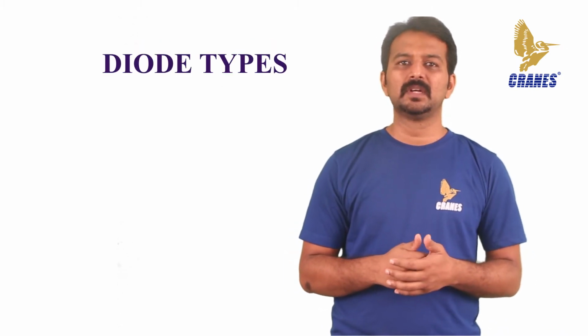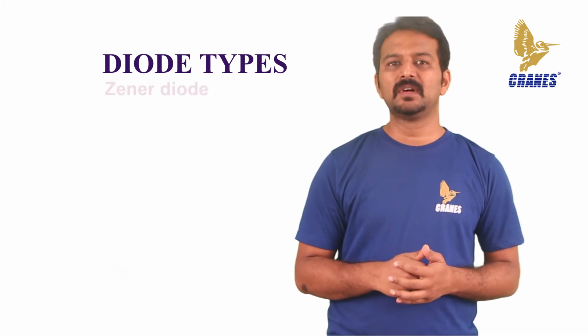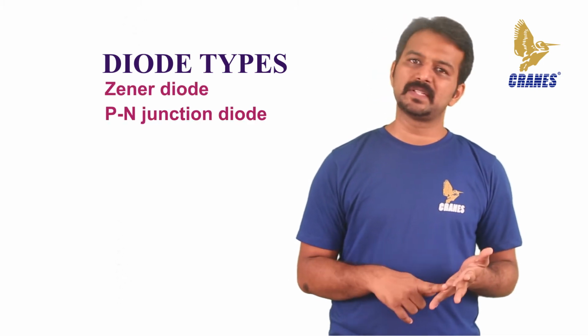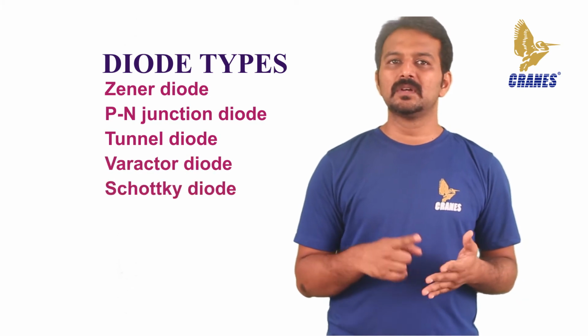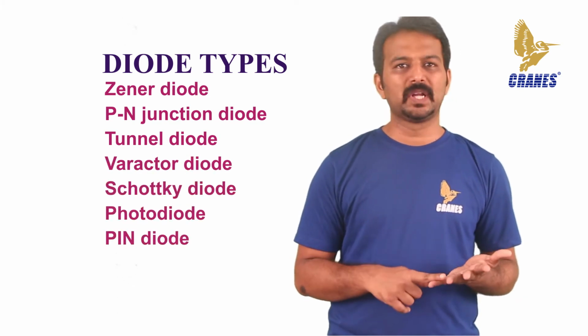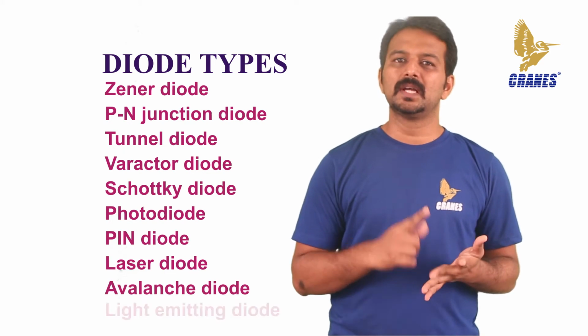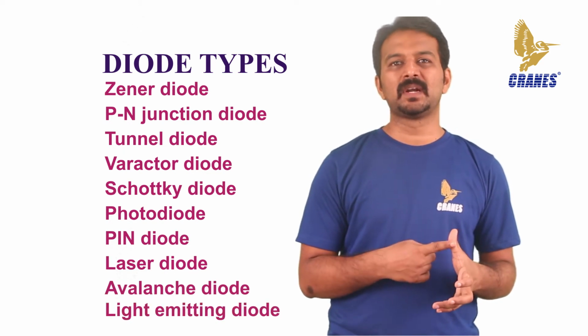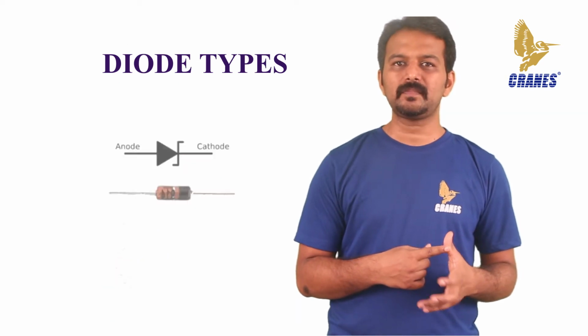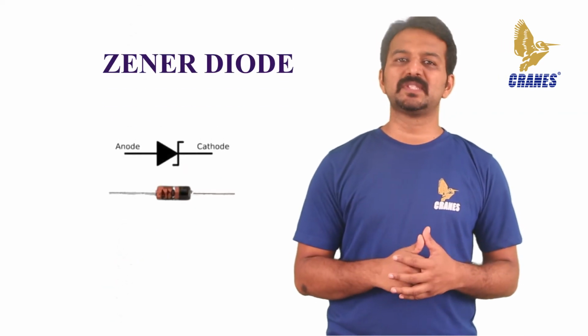Now let's see what the different types of diodes are. The different types of diodes include Zener diode, PN junction diode, tunnel diode, varactor diode, Schottky diode, photodiode, PIN diode, laser diode, avalanche diode and LED, which is nothing but the light emitting diode. Let's briefly discuss the Zener diode.